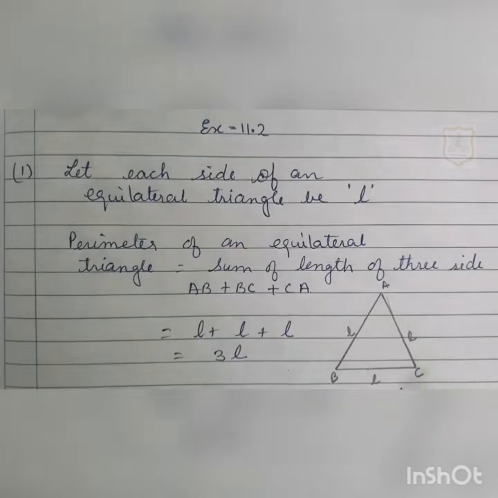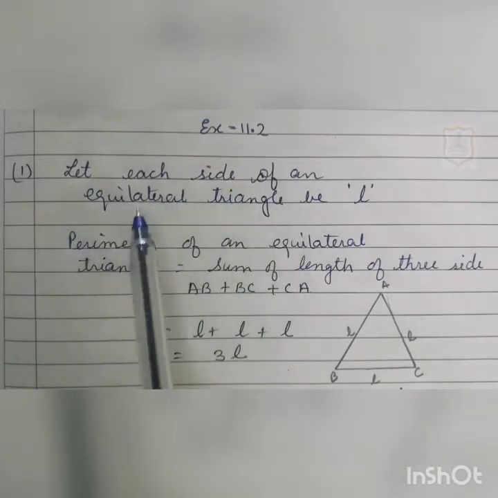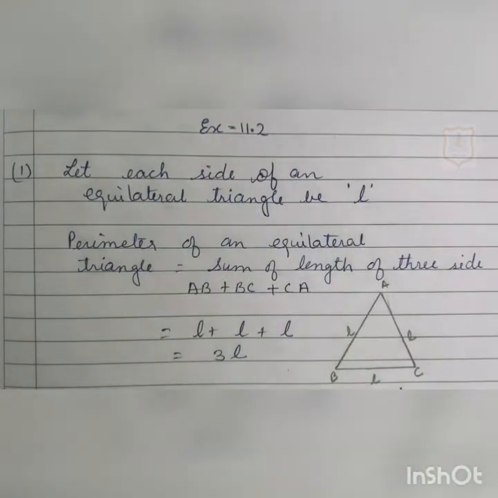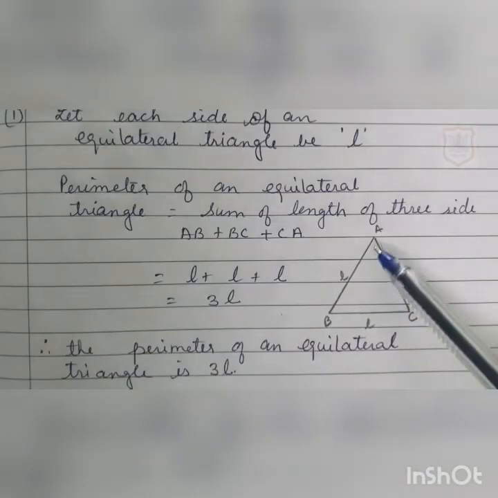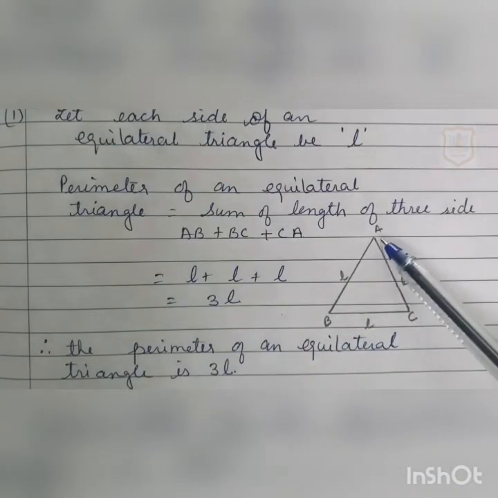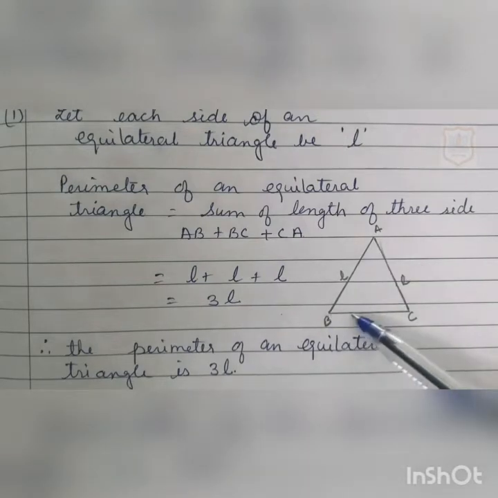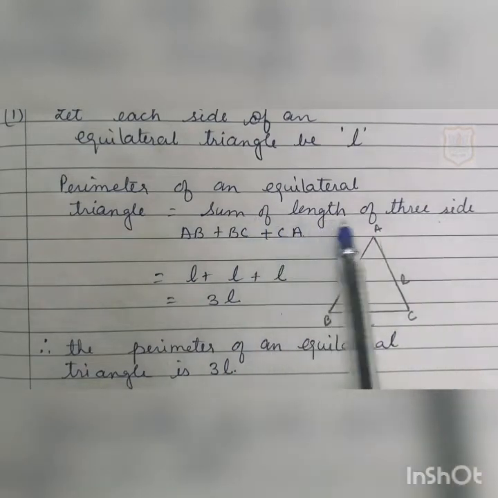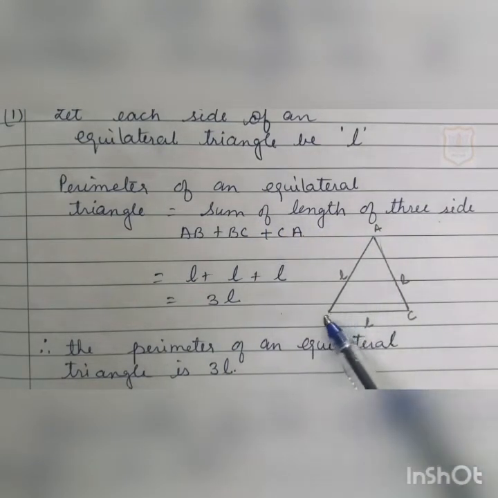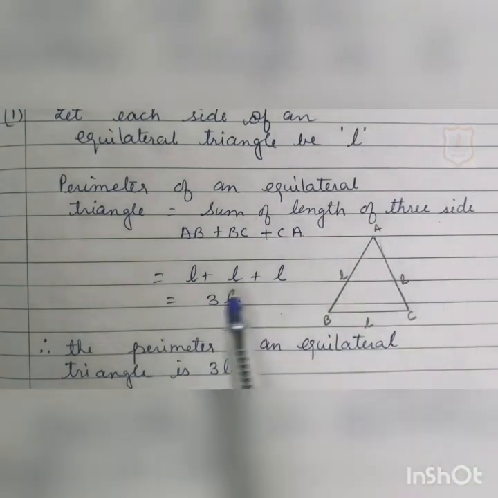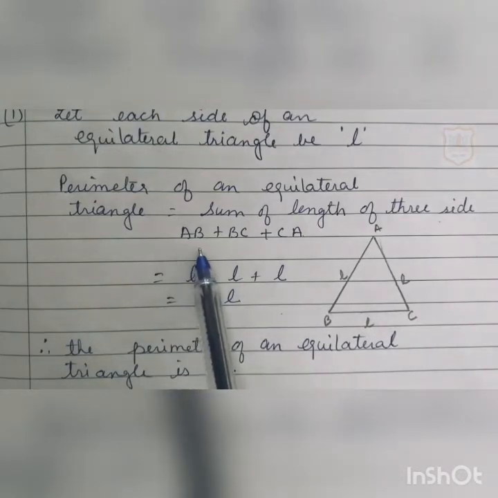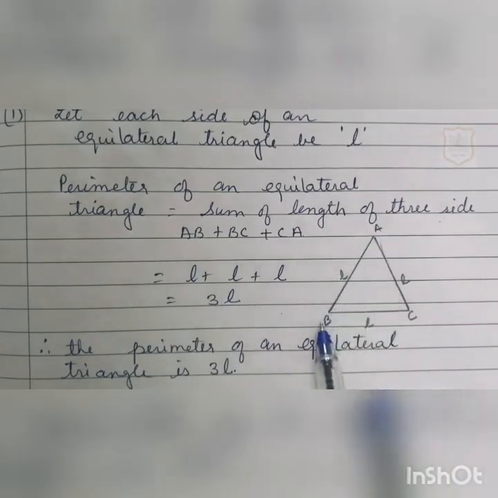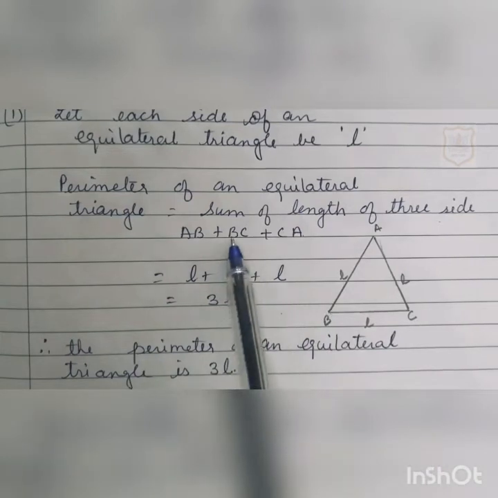So we'll write, let each side of an equilateral triangle be L. So the perimeter of an equilateral triangle is equal to the sum of the lengths of all sides. So there are 3 sides, we'll name them ABC. So AB plus BC plus CA, those are the 3 sides, or we can also write L plus L plus L, that is 3L.